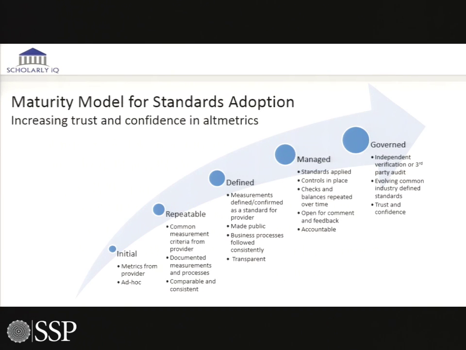So often when we look at standards adoption, we look at it through this maturity model. Starting right at the bottom corner, we've got the initial measurements. Somebody's got this idea, we're going to measure this, what are we going to do? Well, we've got some numbers, let's put them out there. They're very much more internal, ad hoc numbers perhaps.